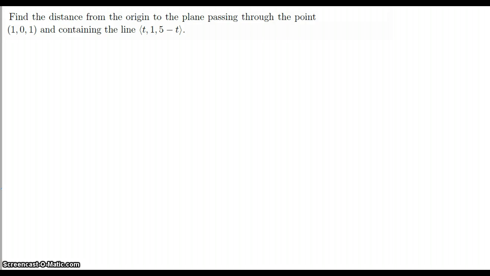Find the distance from the origin to the plane passing through the point (1, 0, 1) and containing the line x = t, y = 1, z = 5 minus t.